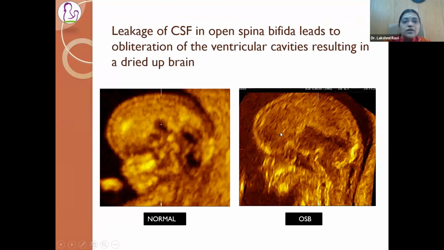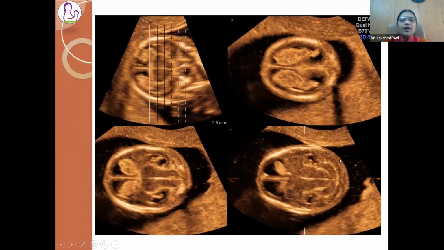So what happens in open spina bifida? Because of leakage of cerebrospinal fluid in open spina bifida, all this ventricular fluid drains out and it ends up in a dried up brain, and you won't be able to see any of the ventricular cavities. See, this is the third ventricle, the aqueduct and the fourth ventricle, whereas in open spina bifida, you do not see any of these ventricular cavities, and there is herniation of the hindbrain lower down, and that is why you have obliteration of the intracranial translucency.